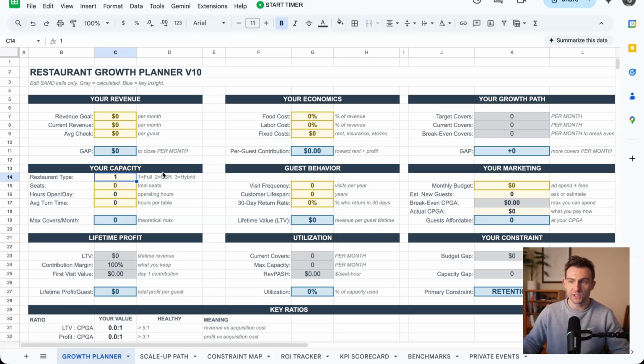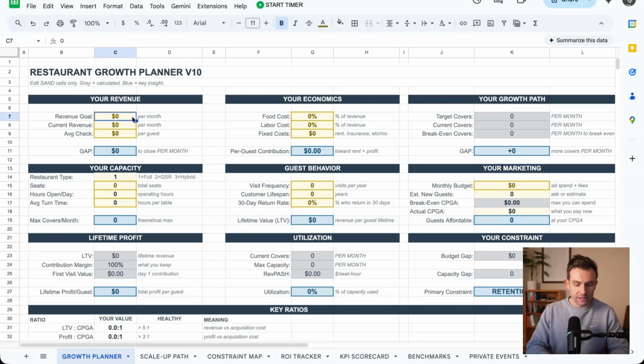And there's also this handy toggle depending on your model. If you're a full service restaurant or if you're a quick service restaurant, or some of our clients are like a bit of a hybrid. Guest behavior, how often your guests are coming back, your marketing, so what you're spending and what you're paying per guest. Now, let's get right into this and see how it all works together.